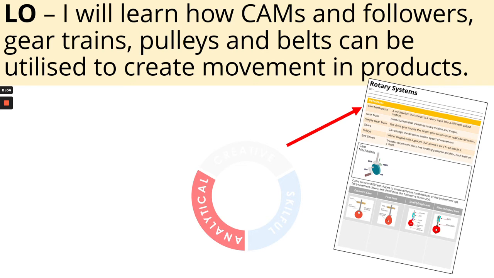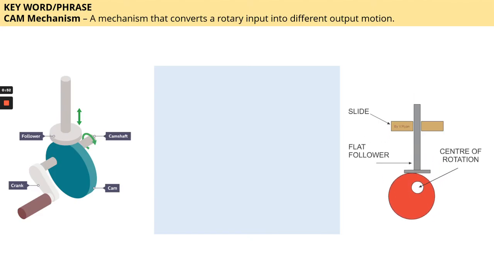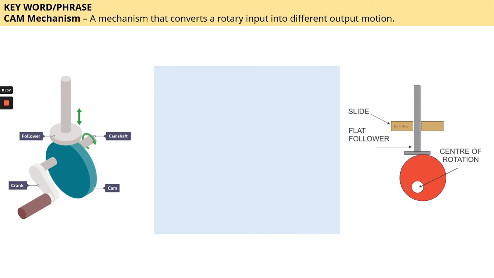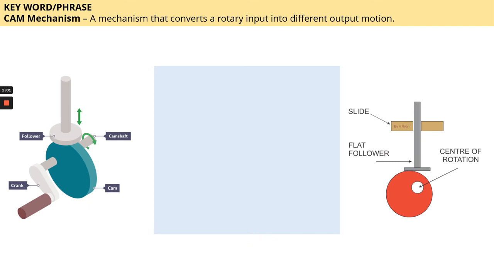Fantastic. So there's a lot to cover in this section, but it's hugely important to use mechanisms to utilise different types of motion and movement. So we're going to look at a cam, which changes a rotary input motion into a different output motion. It takes the movement going through a mechanical device, through a cam and follower system, and changes that round and round motion into a backwards and forwards motion along a straight line.